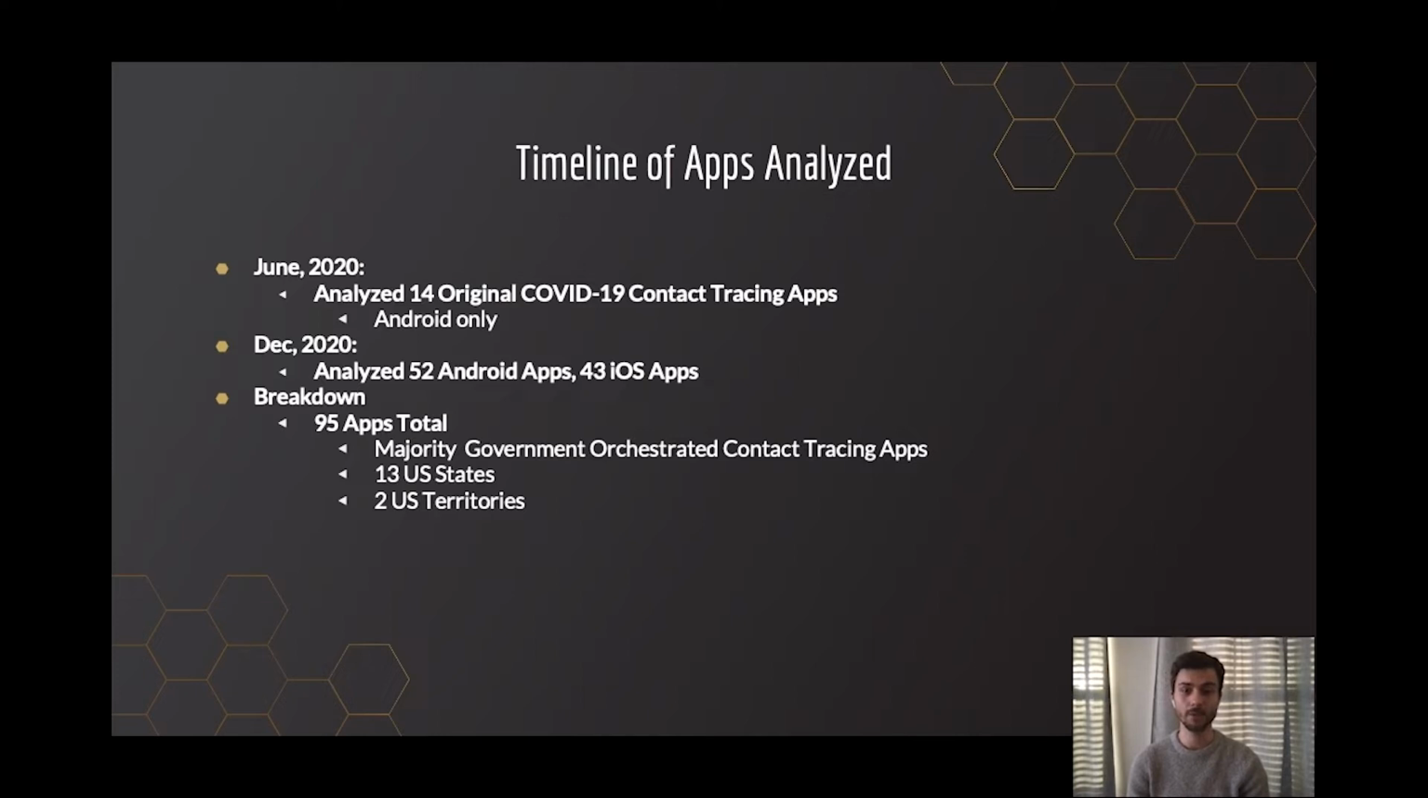So in December of 2020, my colleagues and I analyzed the same 14 original APKs. We extended that by taking a look at another 38 Android applications. We also extended the data set by introducing 43 new iOS contact tracing applications to provide some telemetry there. So in general, we analyzed 95 applications in total. The majority of these were government orchestrated contact tracing applications.